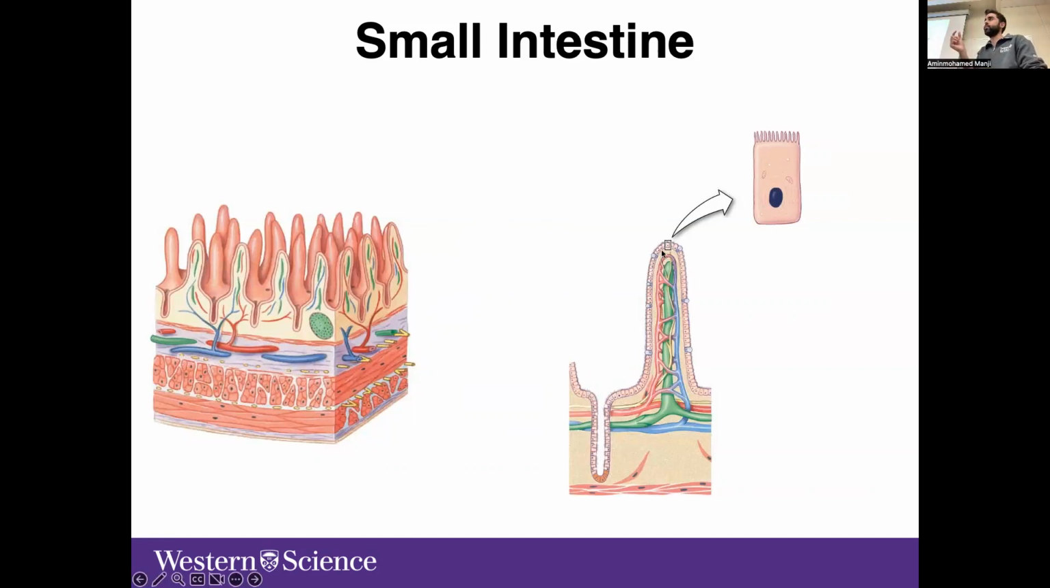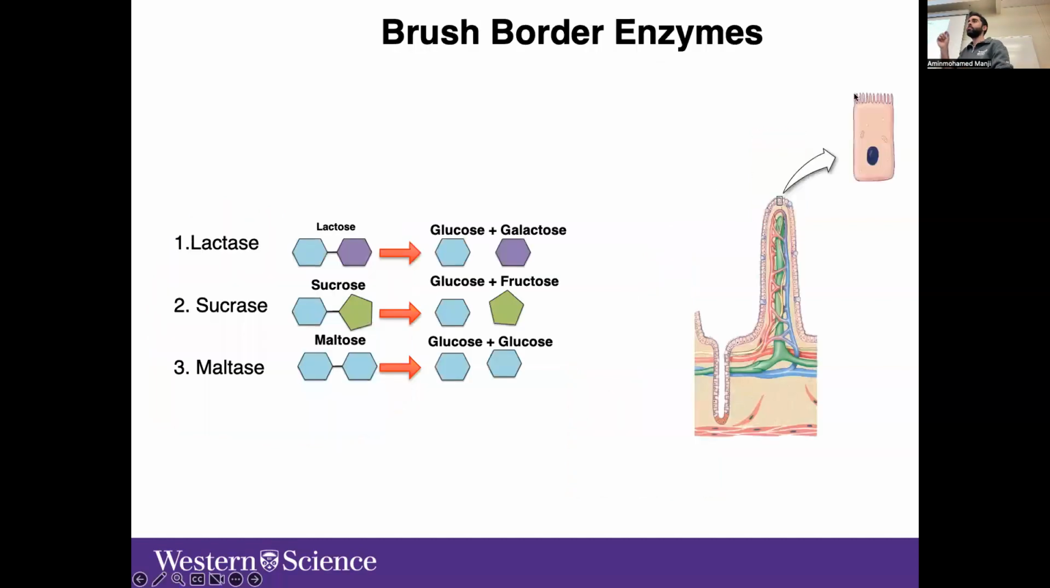sticking out into the inside of the small intestine. And when you look at the cells that make up the villi, they have these little brushes on them. Those are the brush borders. That's why we refer to it as the brush border, and the enzymes are physically part of that brush border, which is why we call them brush border enzymes. Okay, so lactase, sucrase, and maltase.